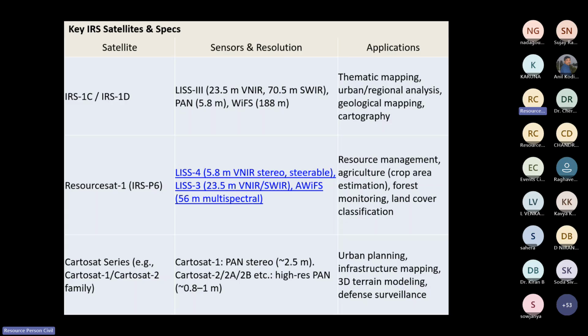It is very much useful for urban planning and 3D terrain modeling, because for water resource applications, we sometimes need a 0.5 meter contour interval. For that type of digital elevation model, it is possible to generate with the help of Cartosat data only, right? Some photogrammetry techniques are applied to generate the digital elevation model.